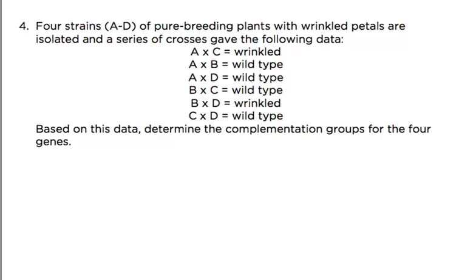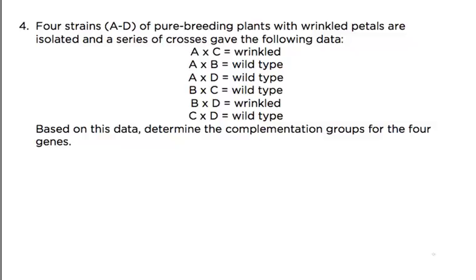Problem 4. 4 strains, A through D, of pure breeding plants with wrinkled petals are isolated, and a series of crosses gave the following data. A crossed with C gives wrinkled, A crossed with B gives wild-type petals, A crossed with D gives wild-type, B crossed with C gives wild-type, B crossed with D gives wrinkled, and C crossed with D gives wild-type. It says, based on this data, determine the complementation groups for the 4 genes.